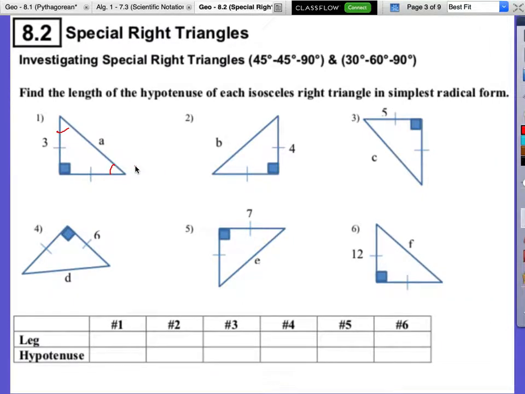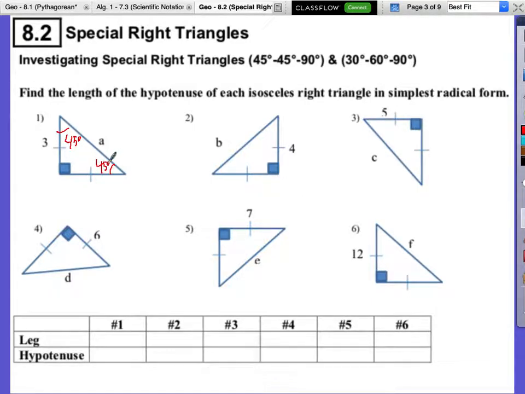So could we know what their measurement has to be? 45. How'd you get 45, Ian? They're congruent. Okay, so why does congruent mean they have to be 45? Why couldn't they be congruent at 50? If it equals, it'll go over the 180, right? Because we already have 90, so we can only have these being 45 degrees, right?